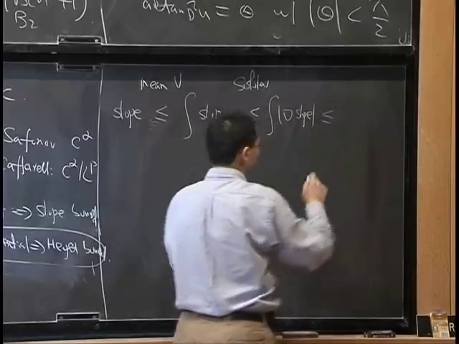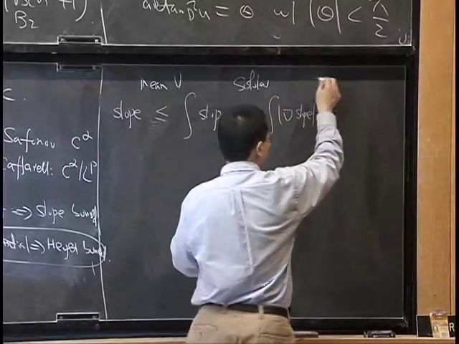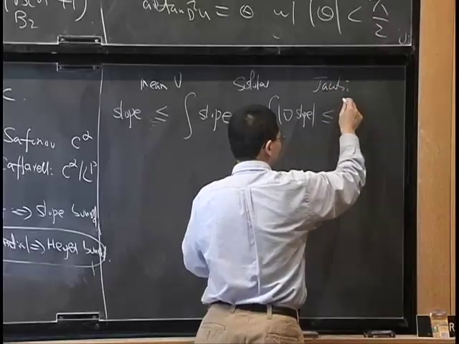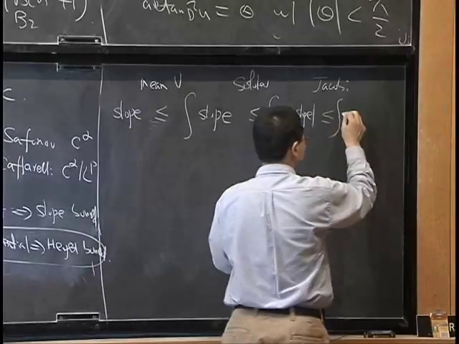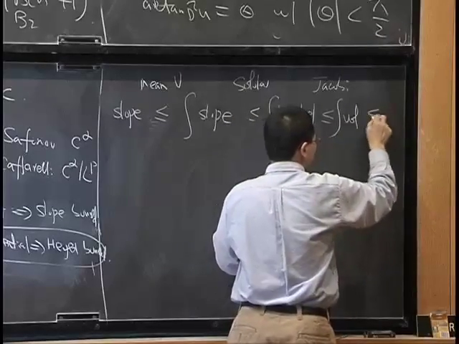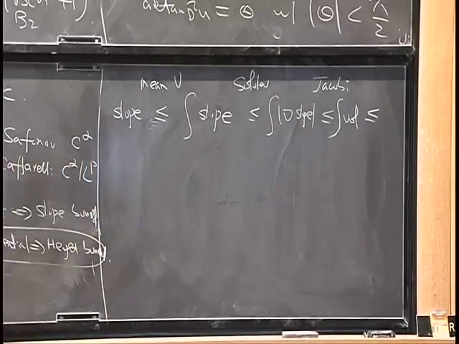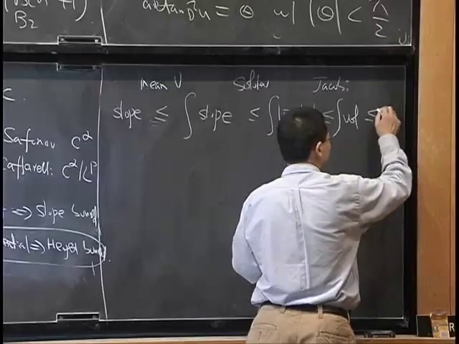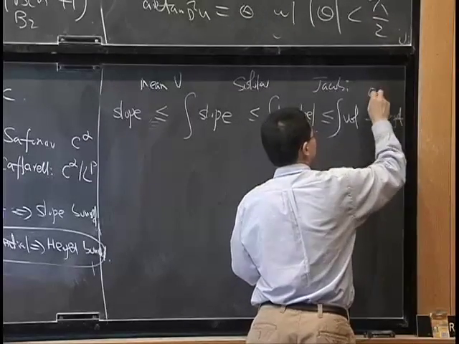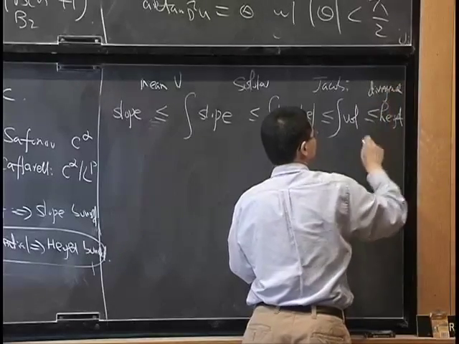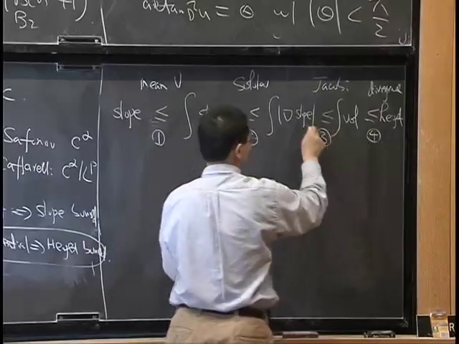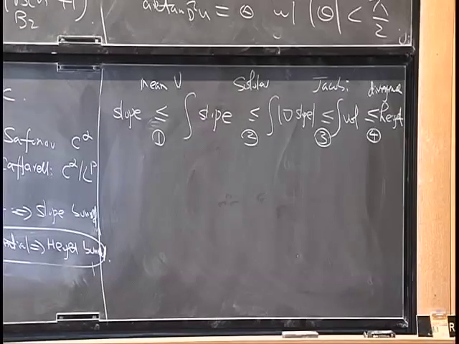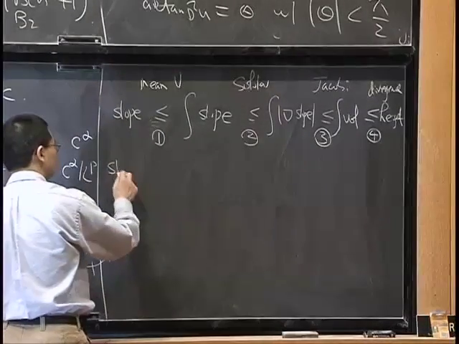And then by strong subharmonicity of the slope, I call it the Jacobi inequality, we could bound the integral of the gradient of the slope by the volume. And then, because our volume element is in divergence form, it could be bounded by the height. That's the divergence form of the volume element. That's the last step, first step, second step, third step. Okay, now let me provide the detail of each step.